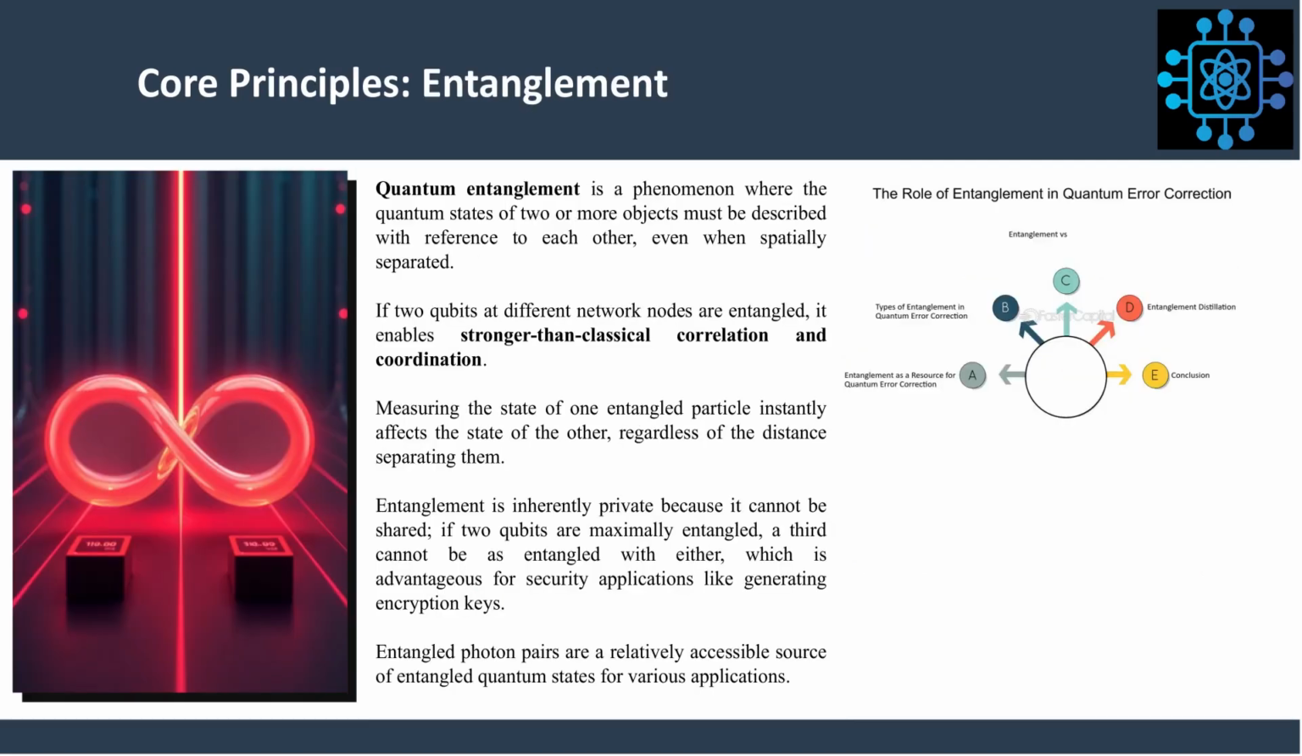Quantum entanglement links the states of particles, even when separated by vast distances. This correlation allows for stronger than classical coordination. Measuring one particle's state instantly influences its entangled partner. Entanglement's exclusivity enhances security, crucial for encryption key generation. Entangled photon pairs are a practical source for diverse applications, leveraging this unique quantum property.